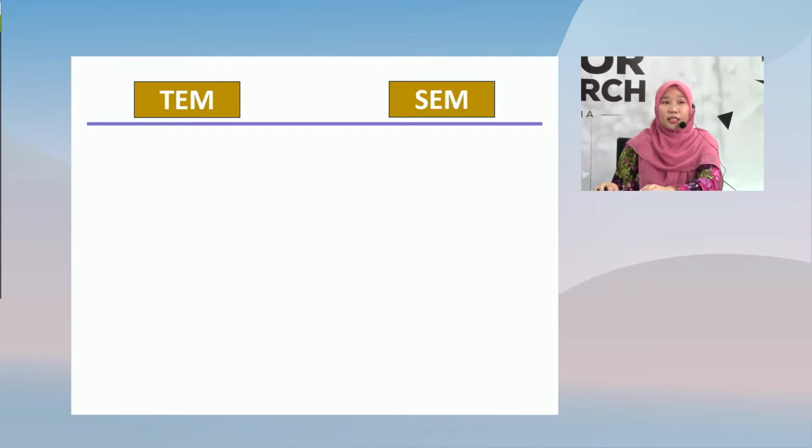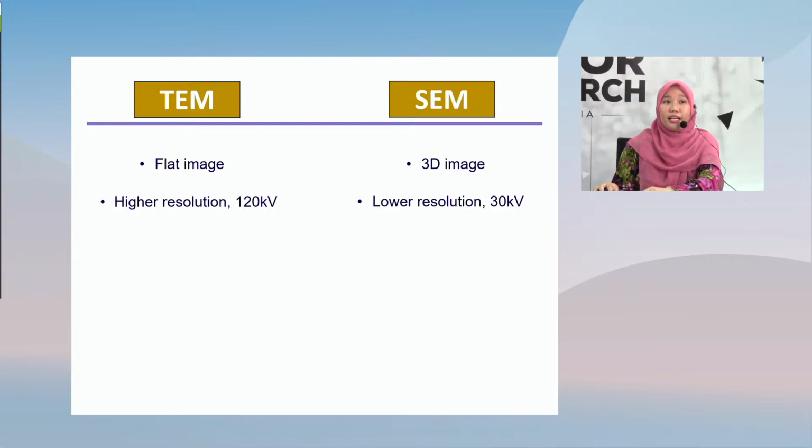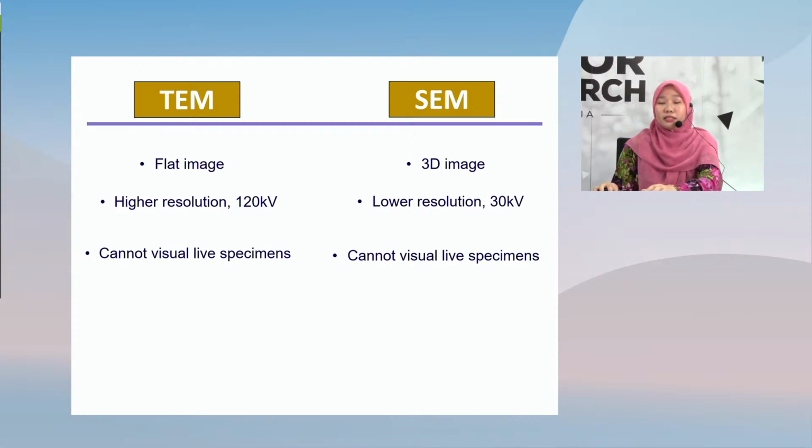There are some similarities and differences between TEM and SEM. We know that TEM produces two-dimensional images, like a flat image, as opposed to the 3D image from the SEM. TEM also has a higher resolution, like the 120 kV that we have in our unit. However, SEM has a lower resolution, up to only 30 kilovolts. However, the main drawback of the electron microscope is that it cannot visualize living specimens, meaning all the samples must be fixed.